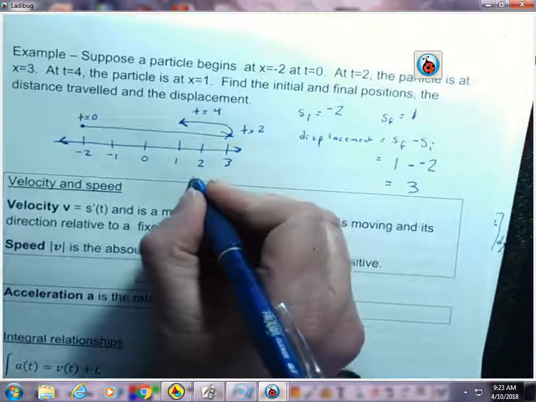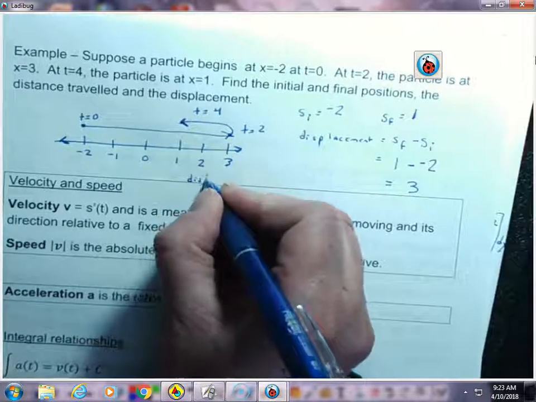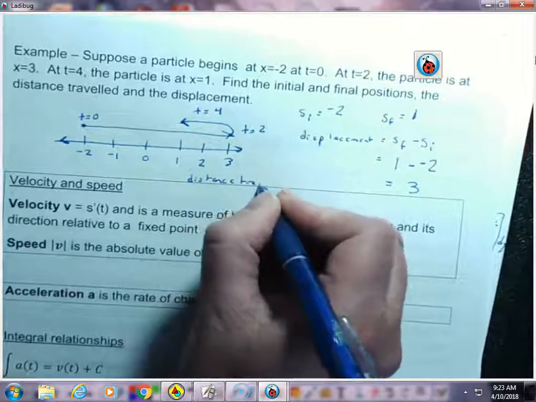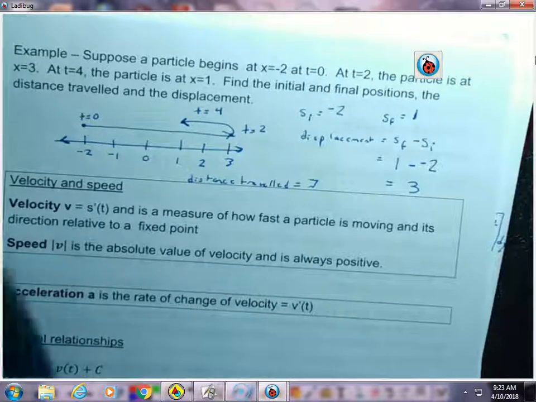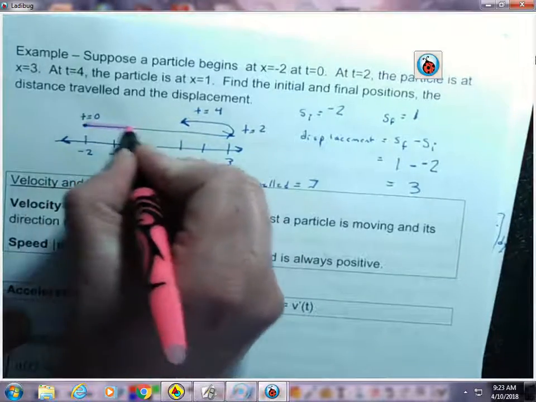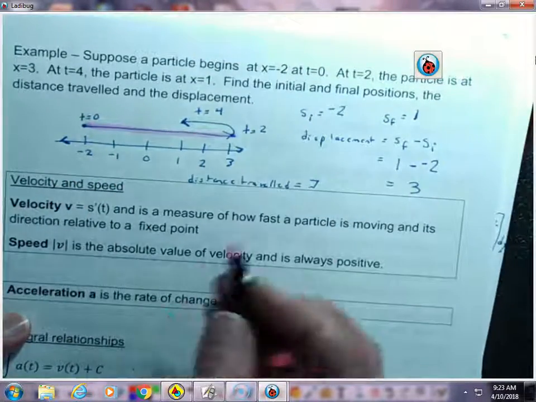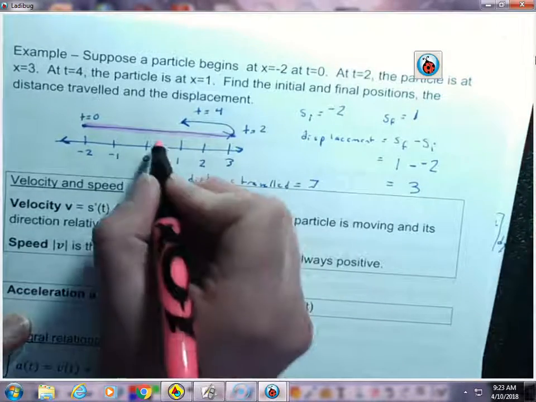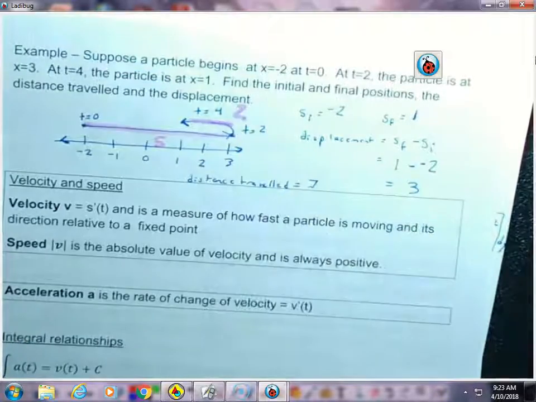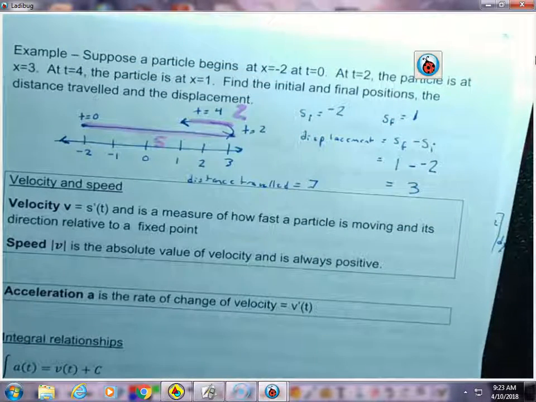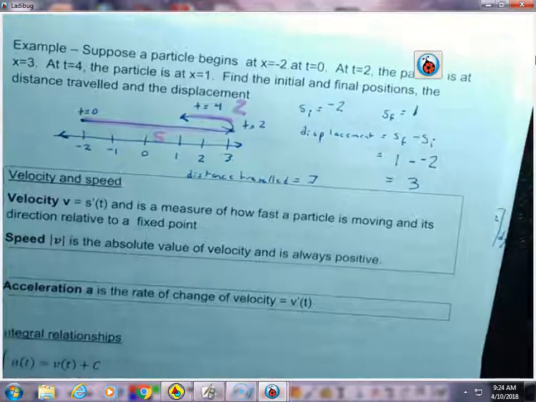Now what about total distance traveled? 7. How did you get 7? Okay, so that distance was what? And then you went backwards another 2. So it's pretty much logic. Again, we're going to be doing this with velocity graphs, but we'll have that soon.